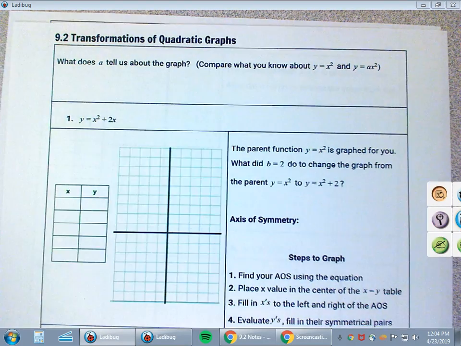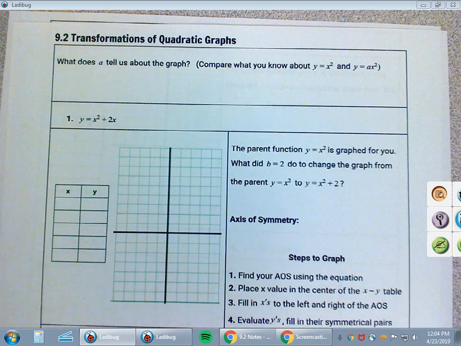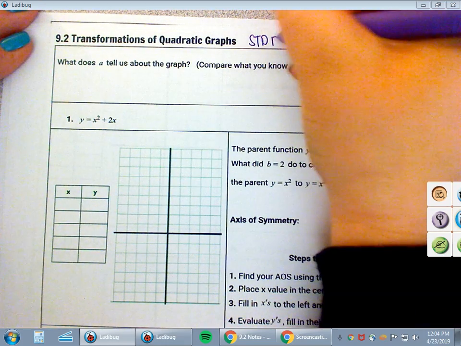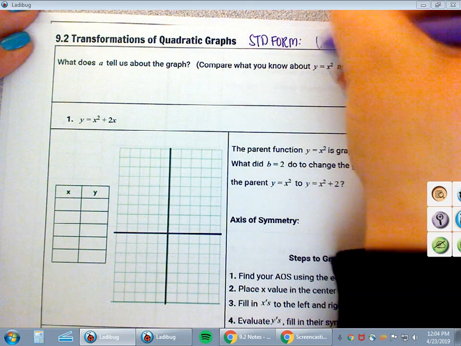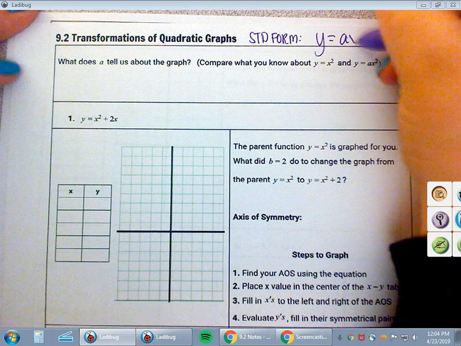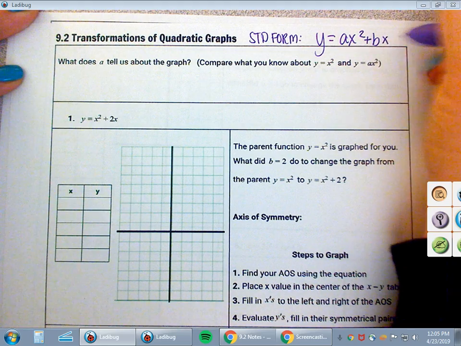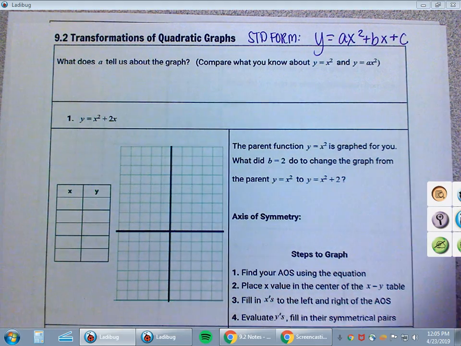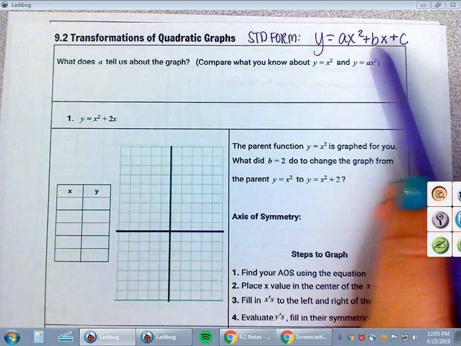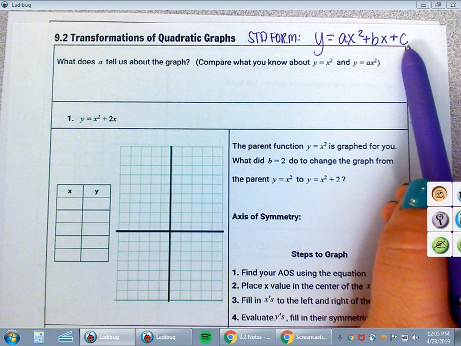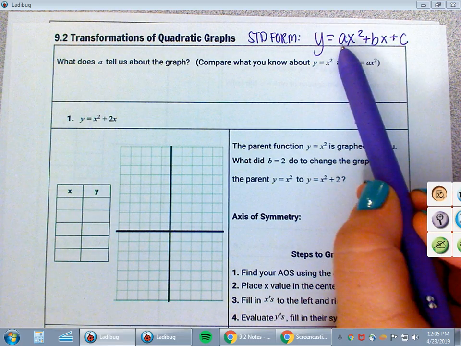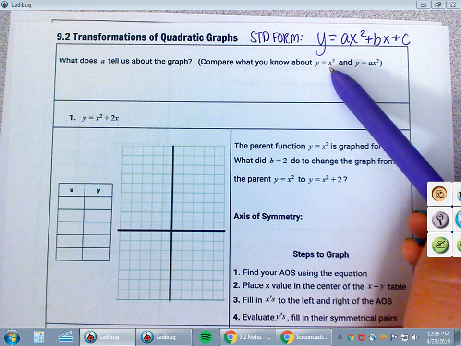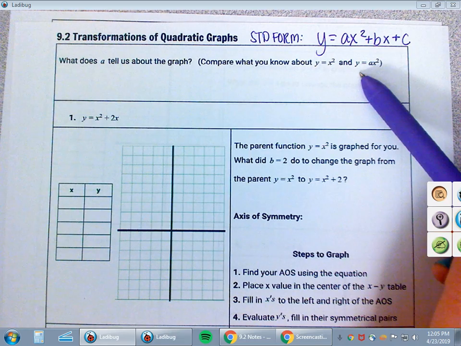And I mean A from our transformation function, our standard form, which is y equals ax squared plus bx plus c. So from this standard form, the A we mainly worked on, and we didn't have anything else over here. Like B and C were essentially 0. So when we looked at A being some number, let's compare what we know about the graph of y equals x squared and y equals ax squared.